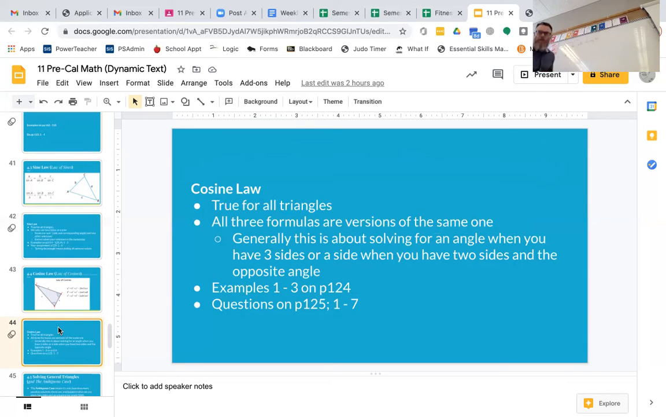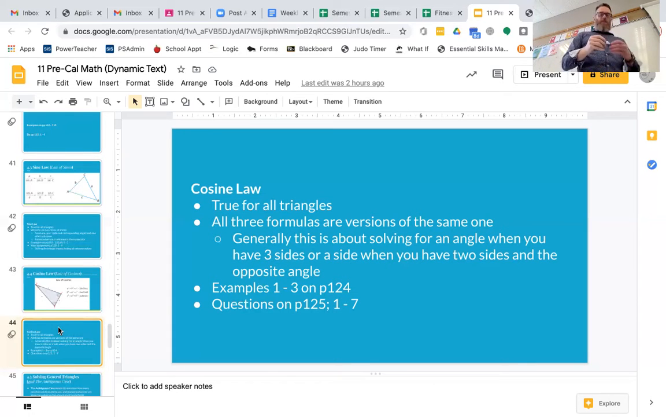Examples are 1 to 3 on page 124. And then the assignment. You can't shorten the word assignment. Do. Yes, you can. Do, because I'm too lazy to write 6 letters. Do, page 125, 1 to 7.